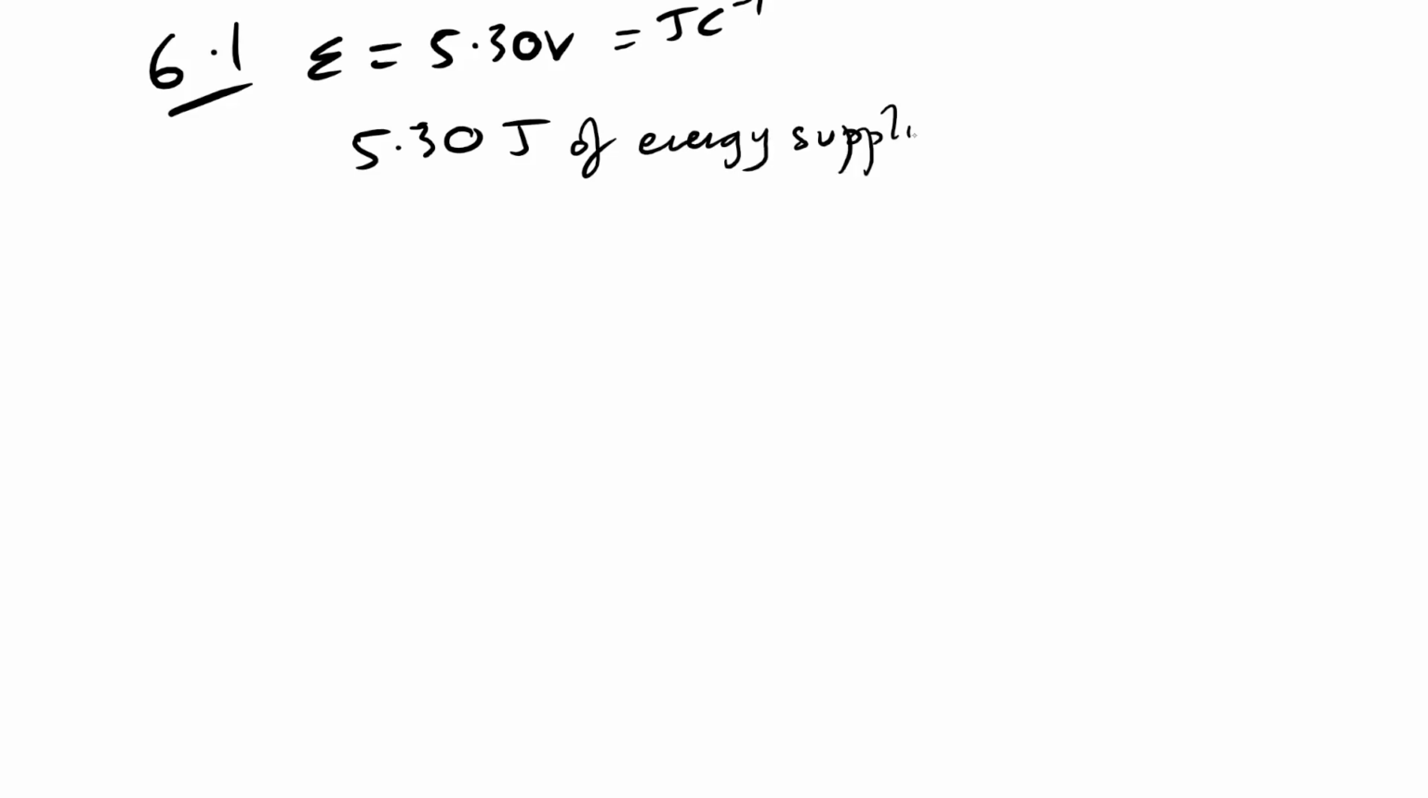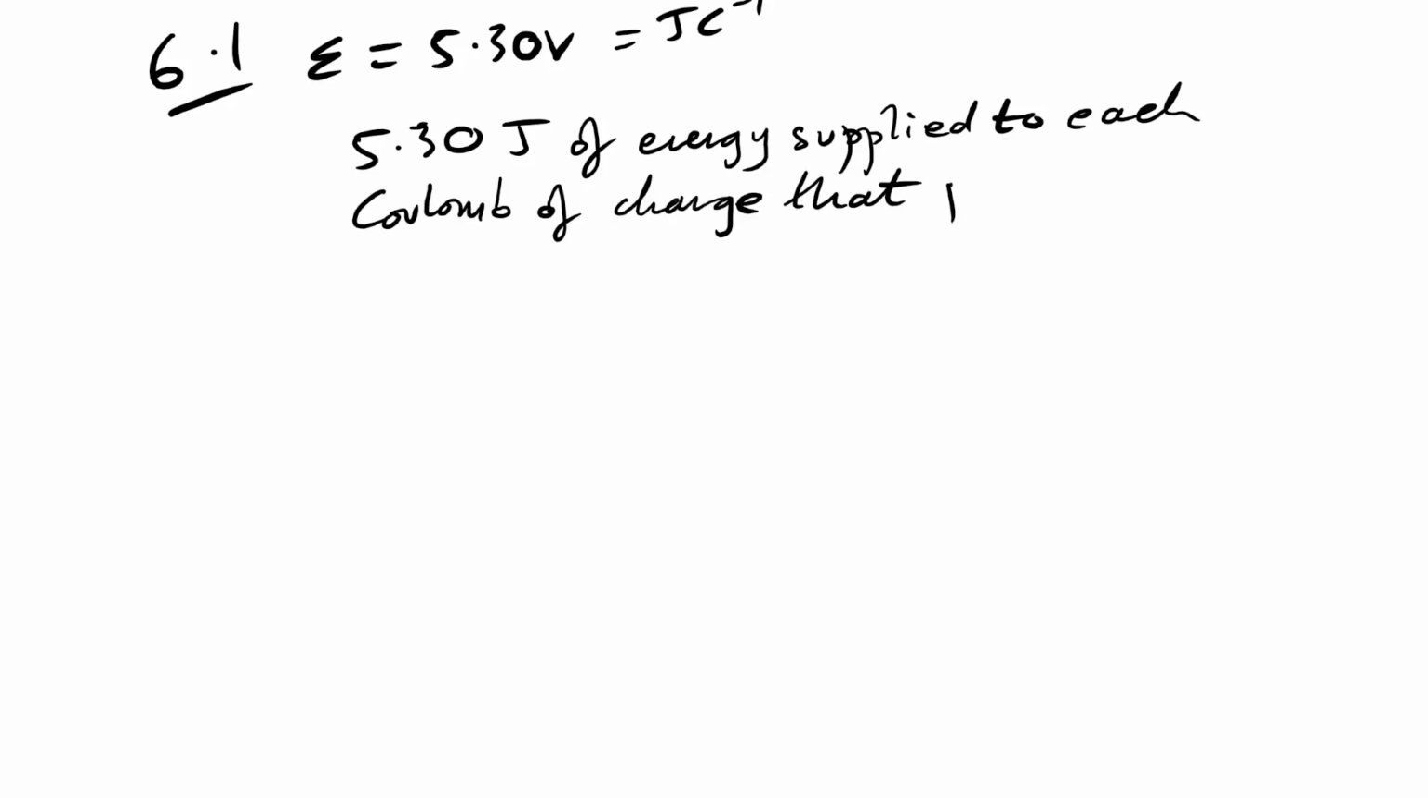Guarantee you've never been so glad to see an electricity question in a paper, right? EMF of 5.3 volts. State what is meant by an EMF. Well, 5.3 joules of energy, because we know it's joules per coulomb. 5.3 joules of energy supplied to each coulomb of charge that passes through the battery.